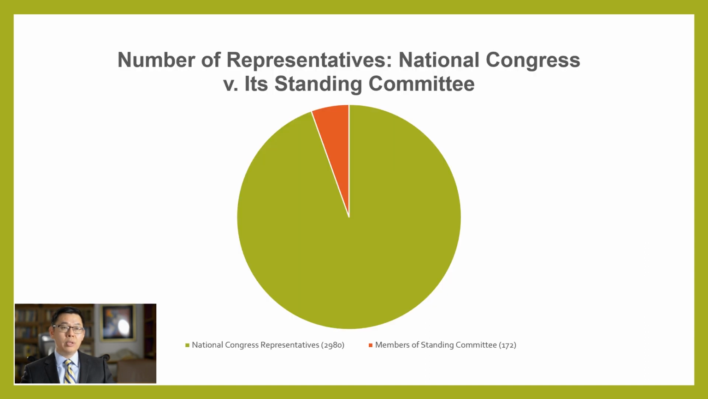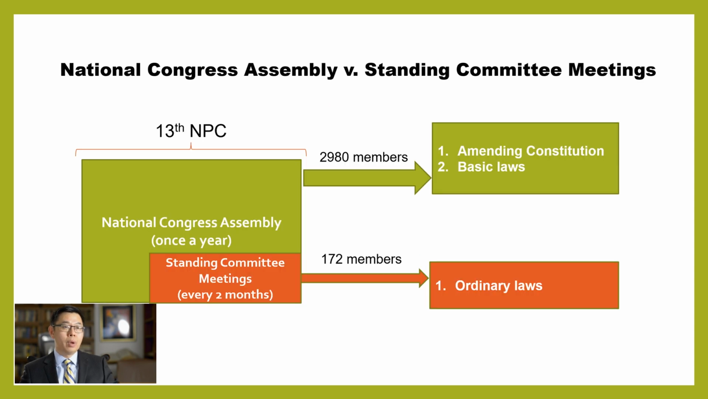This picture shows the difference in numbers in the National Congress and its Standing Committee. The 13th National Congress has 2,980 representatives, but its Standing Committee has only 172 members. Although the Constitution vests the lawmaking power in the National Congress and its Standing Committee, the authority in making laws between the two is slightly different.